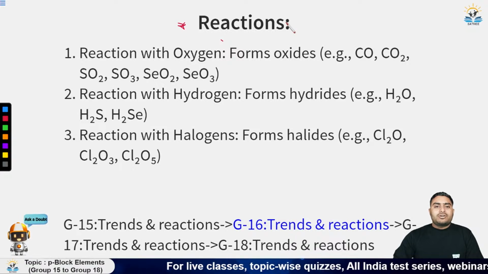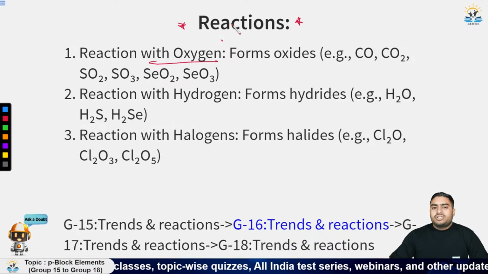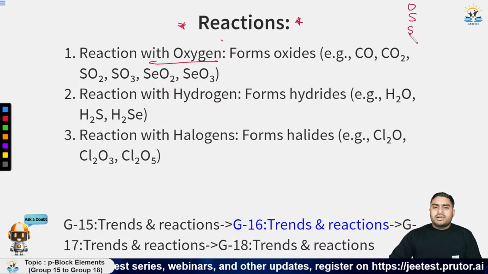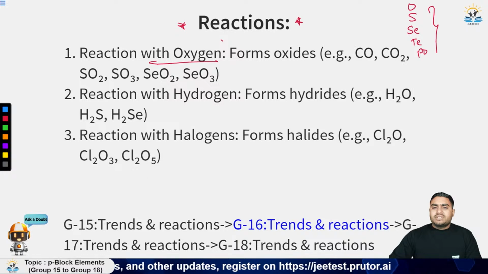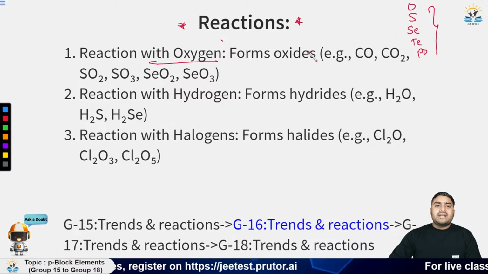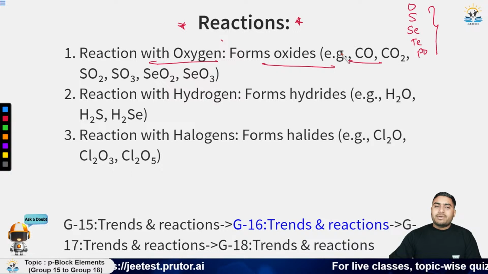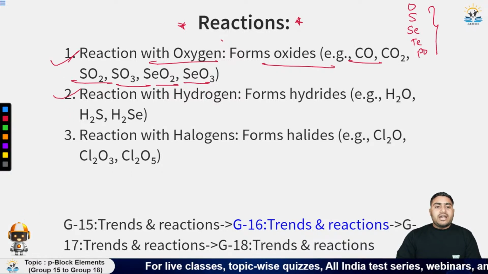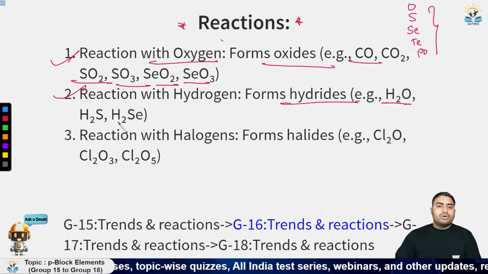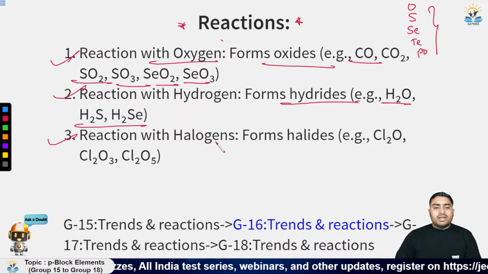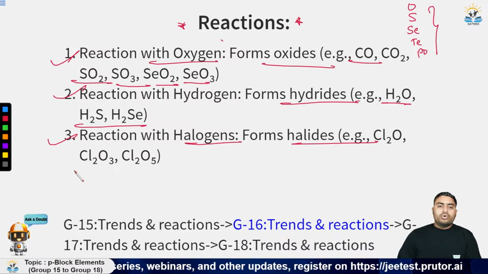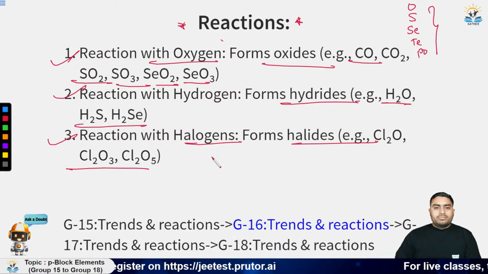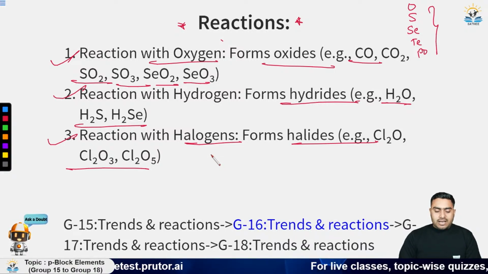Let's move to some reaction part of group 16 elements. You know, oxygen, sulfur, selenium, tellurium and polonium. These are the group 16 elements. Reaction with oxygen, they form oxides like carbon monoxide, carbon dioxide, sulfur trioxide, selenium dioxide, selenium trioxide, etc. Reaction with hydrogen, separately they will form hydrides like H2O, H2S, H2Se, etc. Reaction with halogens, they form halides like Cl2O, Cl2O3, Cl2O5, etc. I hope reaction with oxygen, hydrogen and halogens are clear.